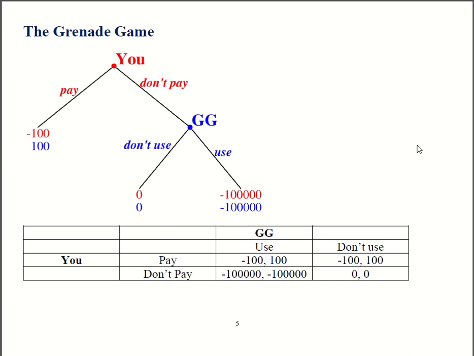So now go ahead and pause the video again, do your best response analysis, and find the Nash Equilibrium or Nash Equilibria. So go ahead and pause here, press continue when you're ready.